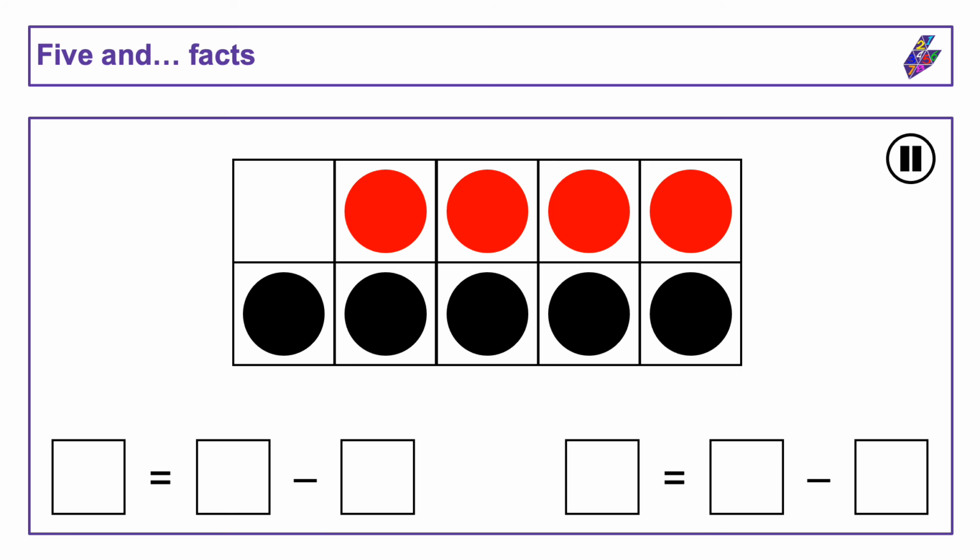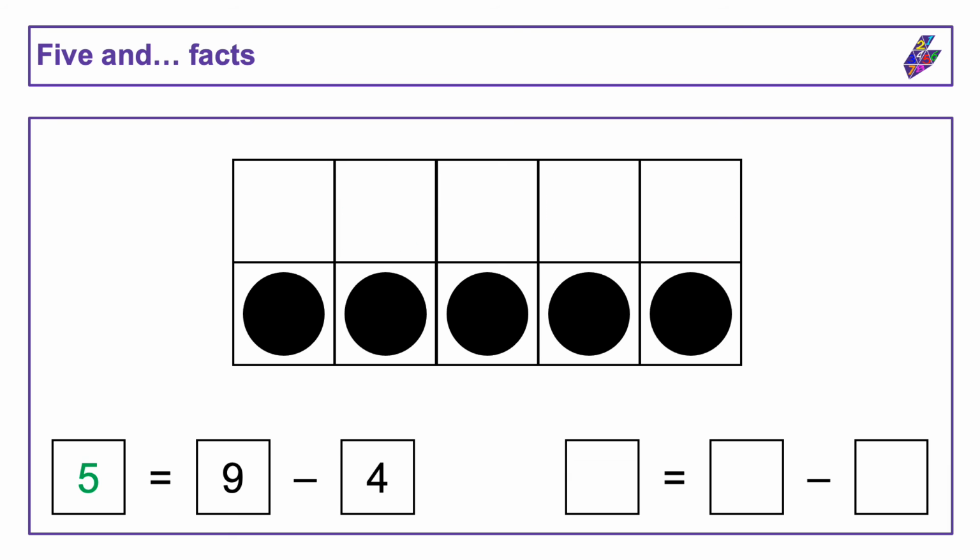What numerals go in the boxes to make these equations true? You might have thought of 5 equals 9 minus 4, visualising 5 dots being left after subtracting 4 dots from 9 dots. So 5 has the same value as starting with 9 dots and subtracting the 4 red dots.